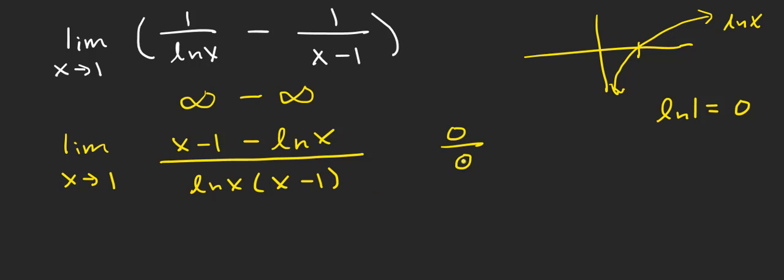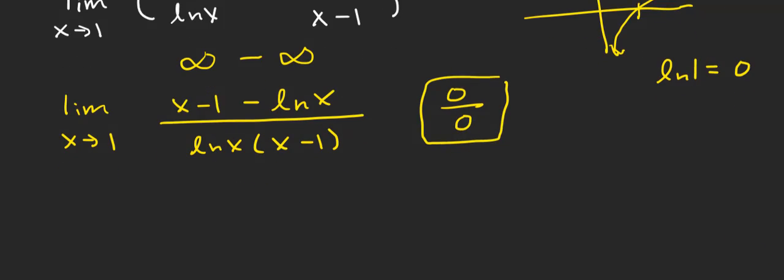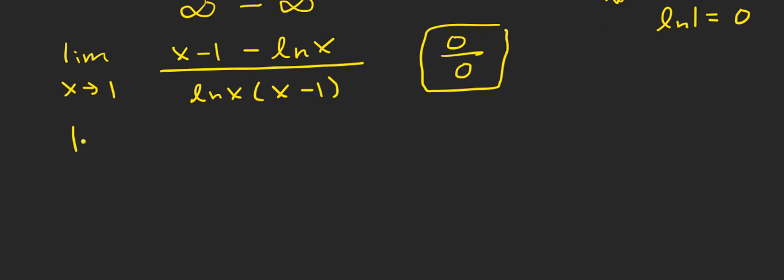Actually, this is nice because why? Why is 0 over 0 nice? That means we could apply, that's right, L'Hopital's rule. So let's do that. So let's apply L'Hopital's rule.